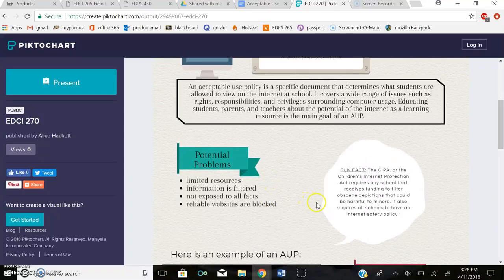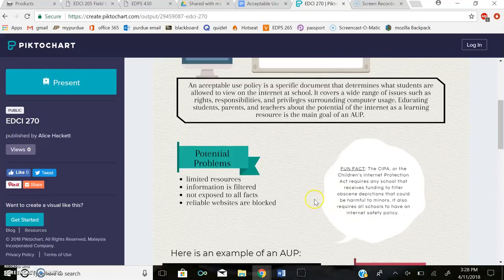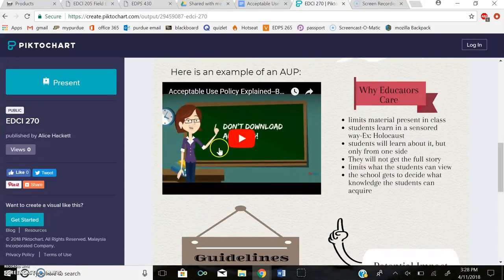The next thing is a fun fact, and it's that every school must have an acceptable use policy. The CIPA, or the Children's Internet Protection Act, requires any school that receives funding to filter obscene dispositions that could be harmful to minors. It also requires all students to have an internet safety policy. As we scroll down, here is a video of an example of an AUP, and this is why educators care.